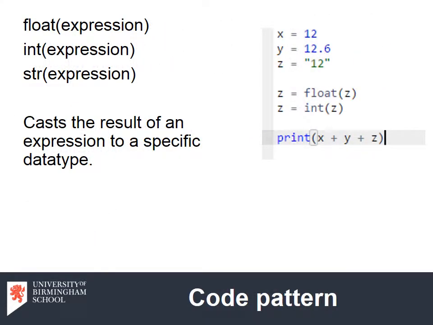So if I wanted to cast something, I would use these commands. If I wanted to cast this string into a floating point number, I put the command float followed by the variable I want to cast. If I wanted to cast it into an integer, I put int followed by z. If I wanted to cast something into a string, same idea, I put str followed by whatever I want to turn into a string. So cast will basically turn one data type into another if it can. If it can't, it will give you an error message.